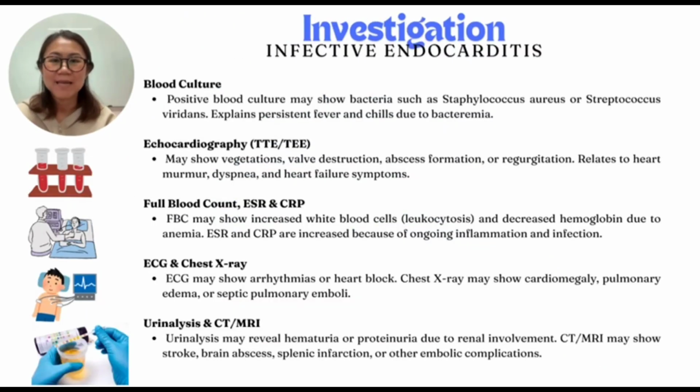Now, I will explain the investigations and relate them to the clinical manifestations. First is blood culture. Blood culture is the most important investigation because it can show the bacteria causing the infection, such as Staphylococcus aureus in acute cases or Streptococcus viridans in subacute cases. This relates to fever, chills, and night sweats because the bacteria are circulating in the blood.